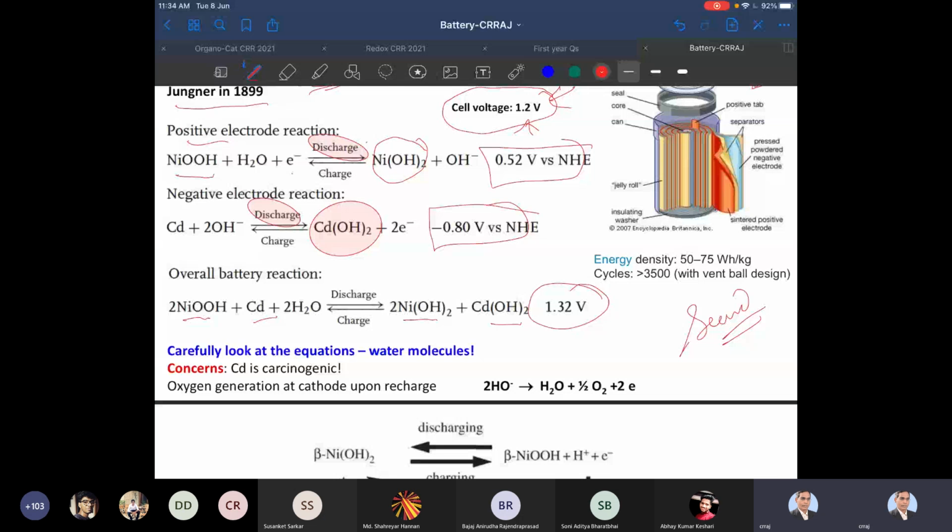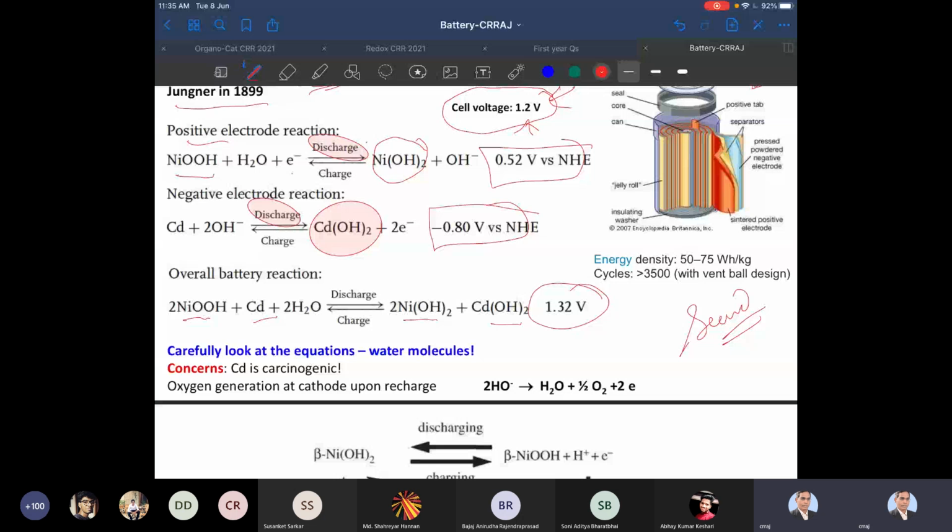Now carefully look at this equation. The two reactions, the positive electrode reaction and the negative electrode reaction. Can you tell me what is so specific here? Anybody notice? Anybody? I will explain. Sir, pH is not involved? Pardon? pH is not involved, at any pH. You should read a little more.